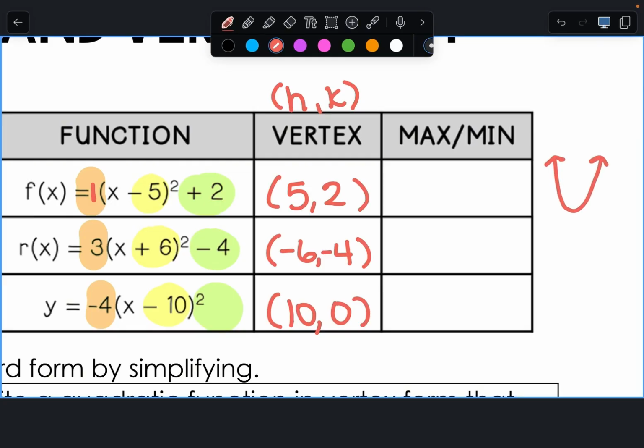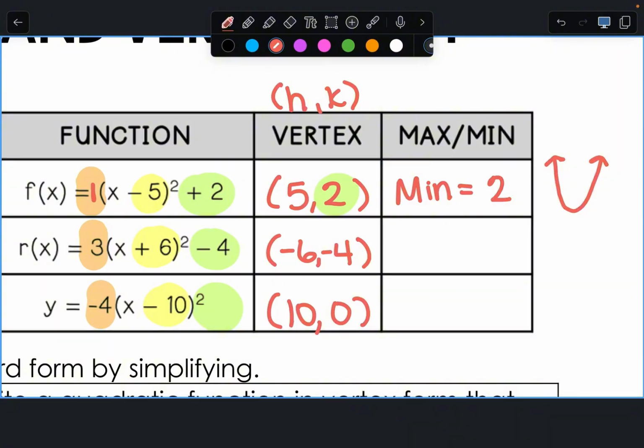So if it stays right side up as a U, would we have a maximum or a minimum value? Minimum. And what is that minimum value? 2. The minimum or the maximum value will always be the y value of the vertex. Okay? Or it'll be your k. I guess you can say that now.